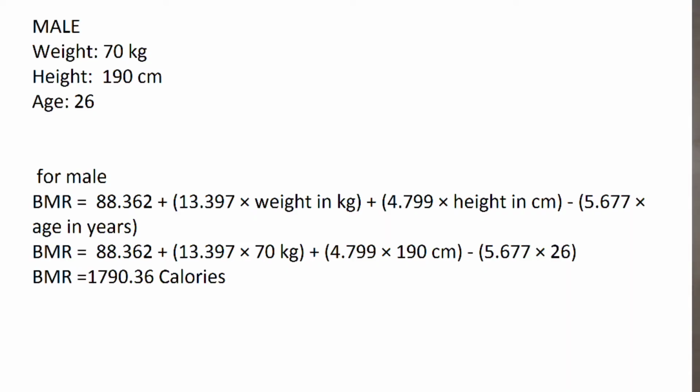So let's have an example then. Say a male of 70 kilograms, what is the basal metabolic rate of this person in maintaining the weight? The values are, first, 70 kilograms for this male, height is 190 centimeters, and age is 26. Then we're gonna use the equation. We have the BMR is equal to 88.362 plus 13.397 times the weight in kilograms plus 4.799 times height in centimeters minus 5.677 times the age in years.